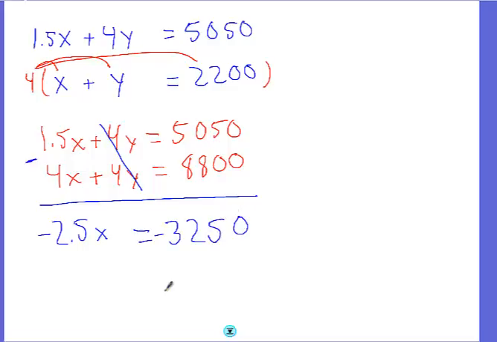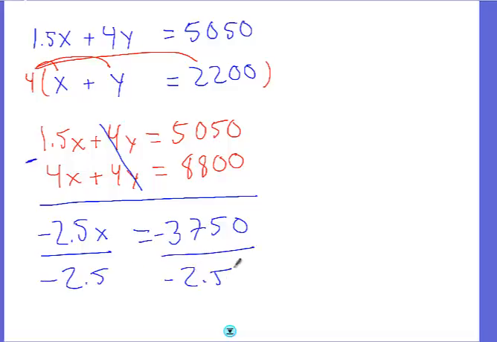Let me just use my calculator to make sure. So 50 minus 880. Oh, that's wrong. It comes out to, and this is why I should probably do my math before I do videos, but hey, I like to use up my time wisely. So we get negative 2.5x equals negative 3750. Divide both sides by negative 2.5. And you get x is equal to 1,500. Okay, so we know that there was 1,500 kids that entered the fair.